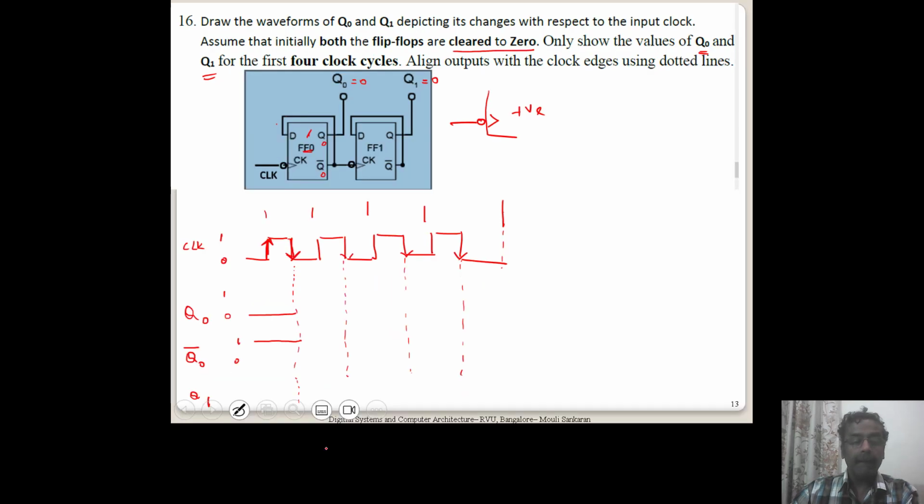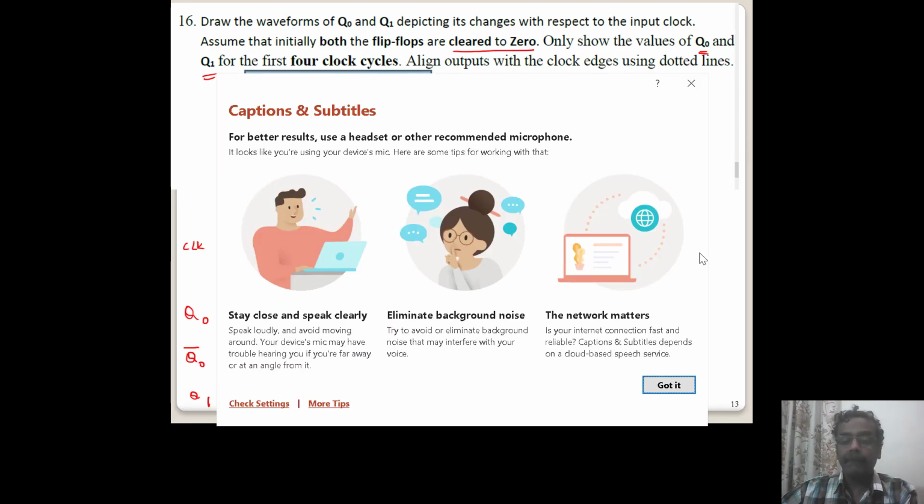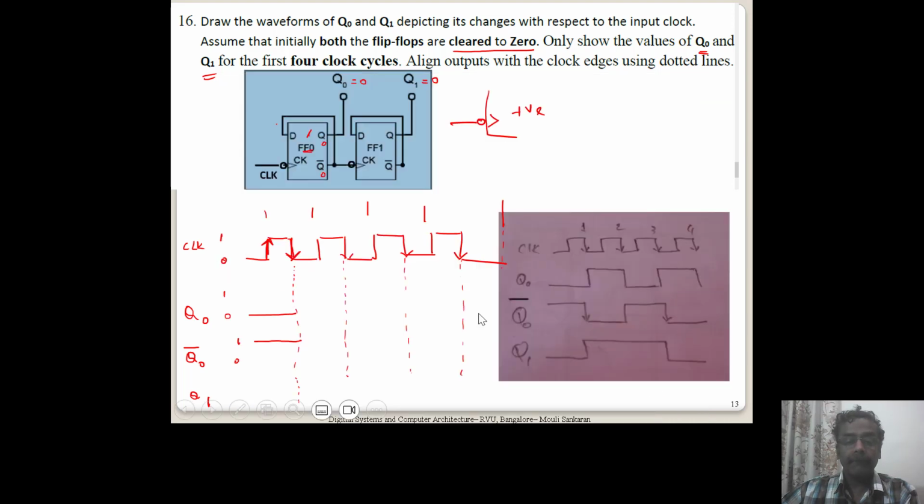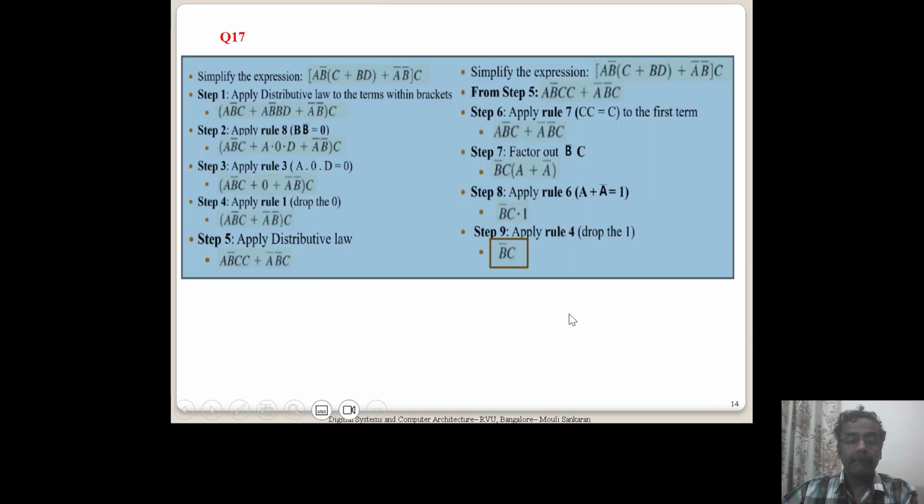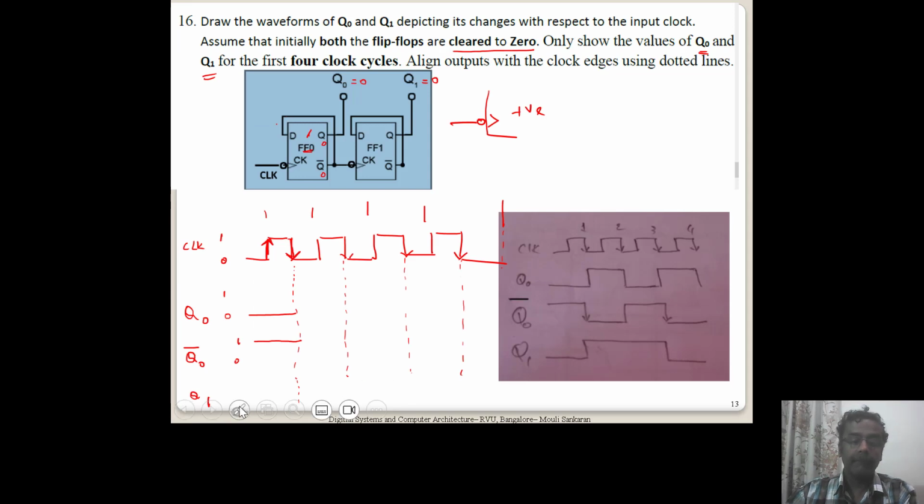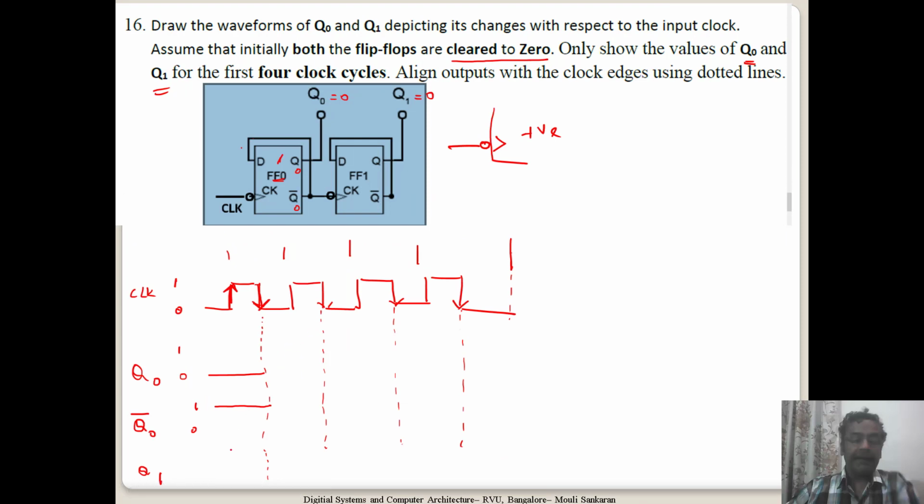Let me draw it. Q1 is also 0, right? So let me write it: 0, 1. Q1 is also 0. This is supposed to be Q1. Let me draw it properly.